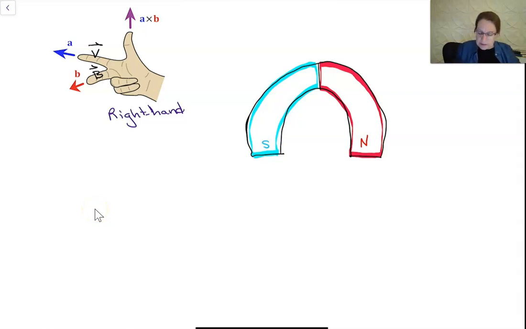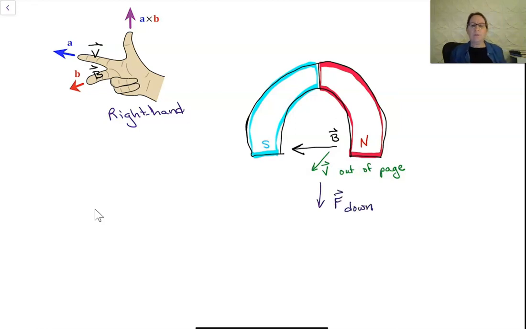Okay, so if we look at this, we have a magnetic field that goes in this direction. So there's my magnetic field going from north to south. That's the direction the compass would go. And if we have a V that's coming out of the page, then my V cross B gives me a force that is then down. When I do my right hand rule, that's what I get with that setup. And then you can check the other ones as we go along.